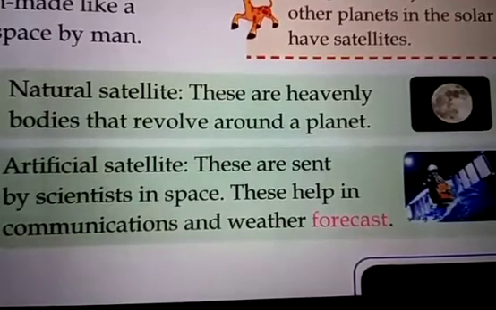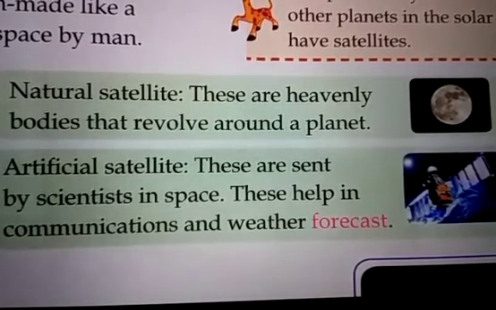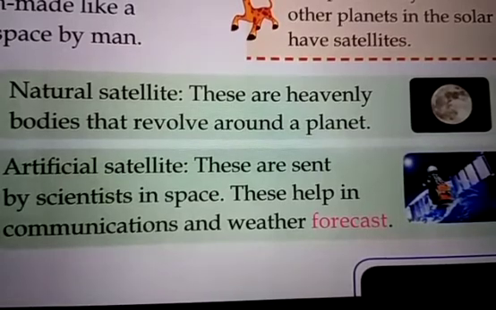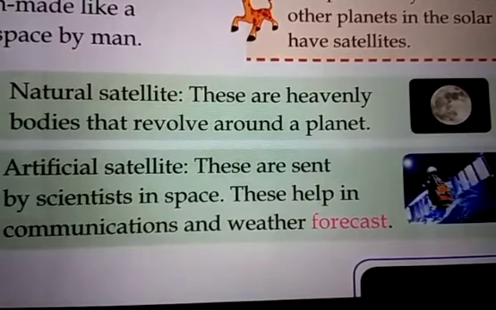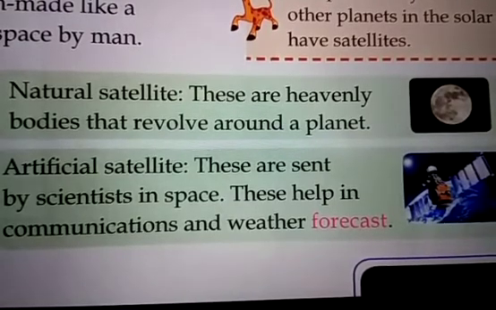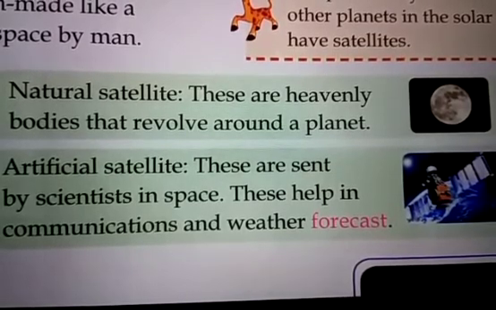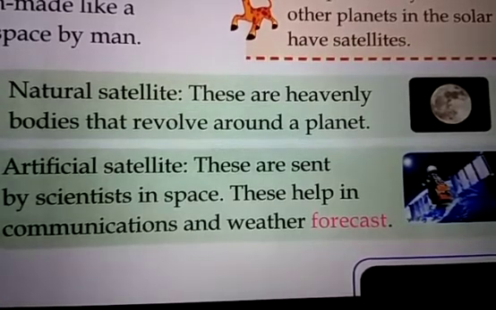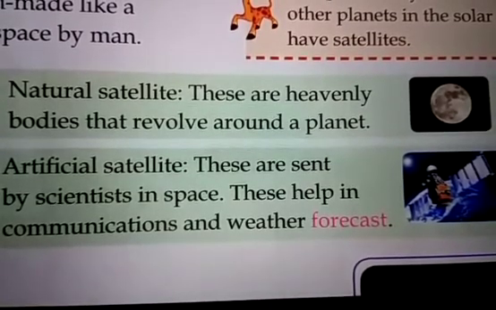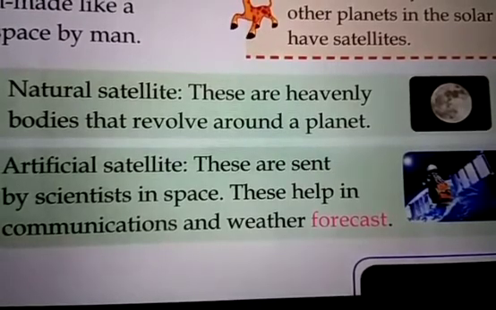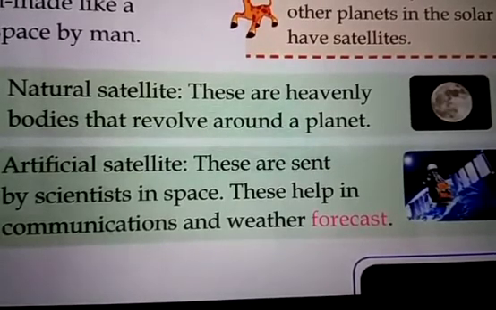Okay. And there are two types of satellites. Natural satellite, they are heavenly bodies that revolve around a planet. Then artificial satellites, these are sent by scientists in space. These help in communication and weather forecasting. So artificial satellites also keep moving around the planet. Okay. Both natural and artificial satellite move around their own planet. But artificial satellites are made by man. They are sent by the scientist for a purpose.